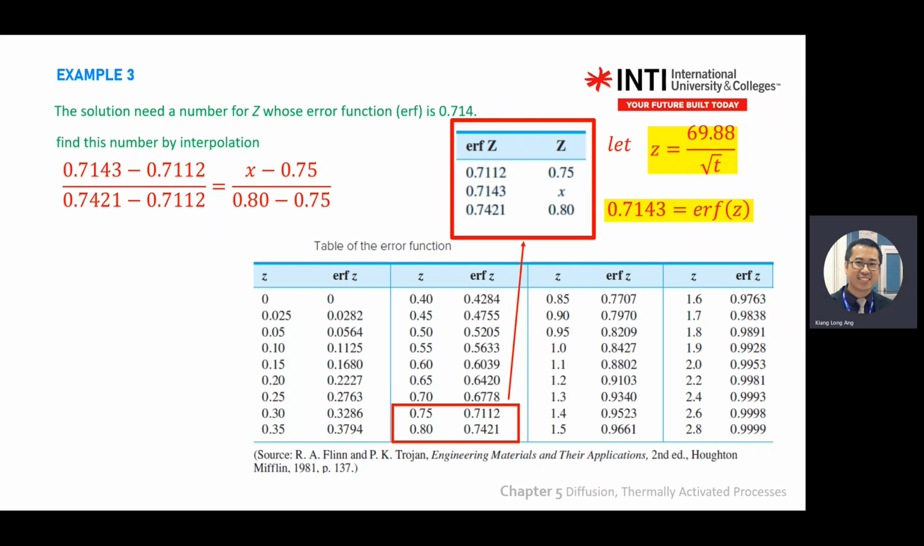You take 0.7143 minus the base value divided by 0.47 minus the base. Then you follow the row. 0.7143 is your X. 0.7112 is 0.75. And you follow the same for the bottom denominator. You rearrange the equation, you get your X. Okay? So during your test or final exam, don't panic. Don't panic.